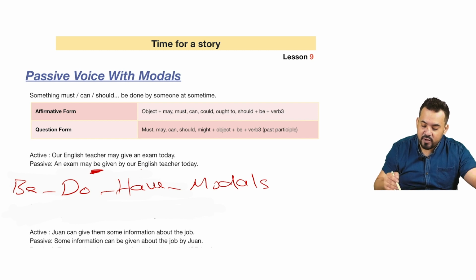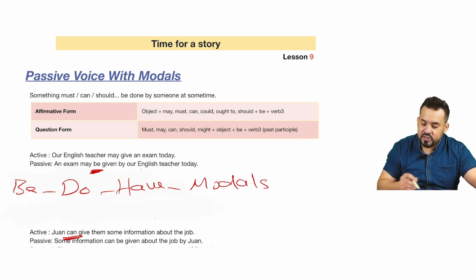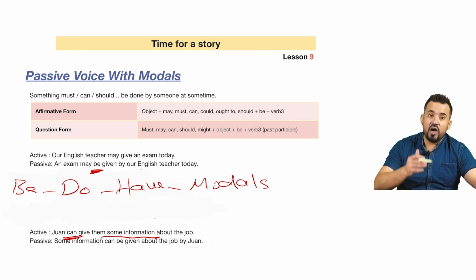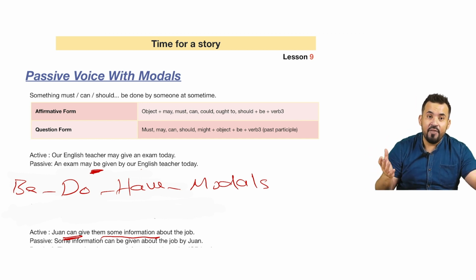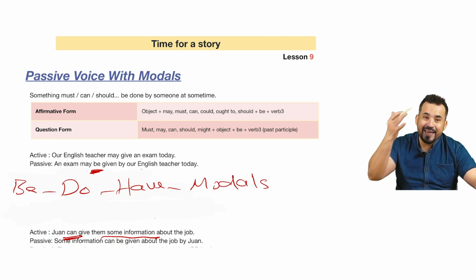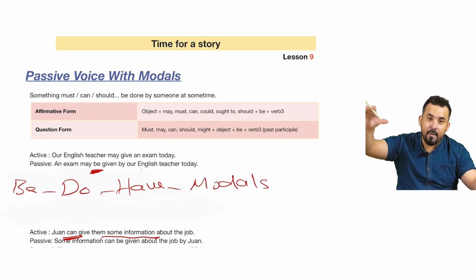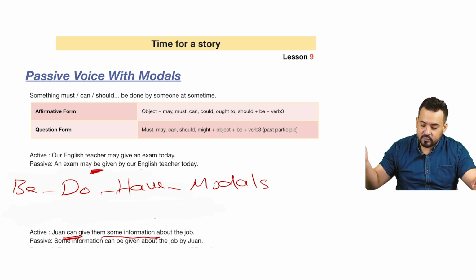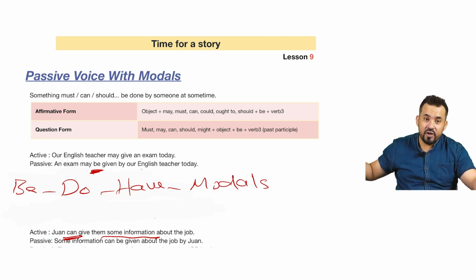Joanne can give them some information about the job. So some information is the object, which becomes the subject of our passive sentence. And it will be, some information can be given about the job by Joanne, okay? So we just make sure that we add the be after the auxiliary.